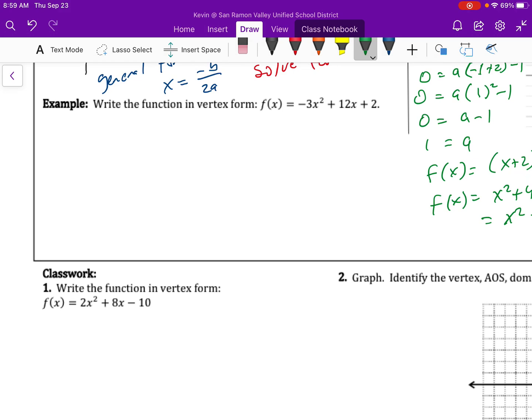So write the function in vertex form. Currently the function is in general form, which is our ax squared plus bx plus c. And we want to write it in vertex form. So the first thing we need is our vertex.